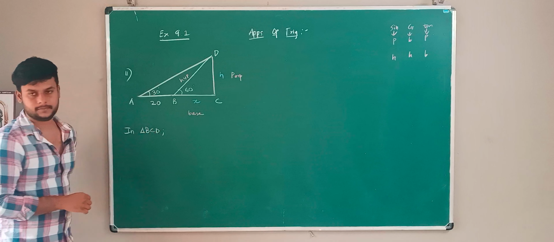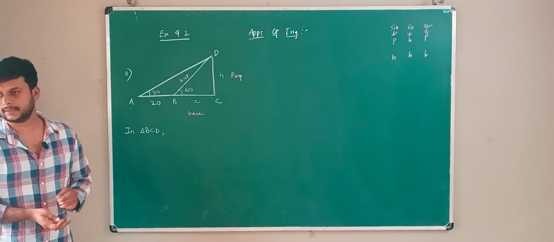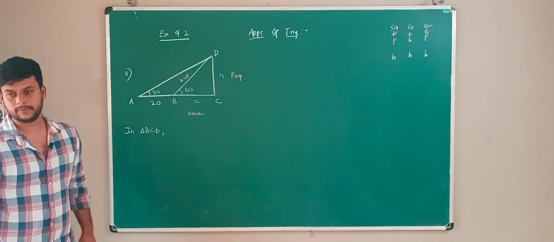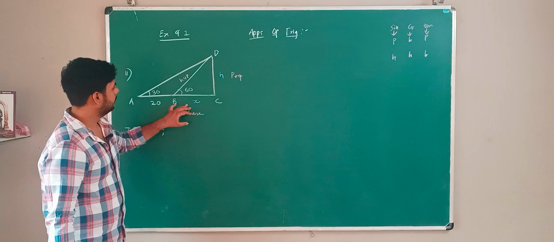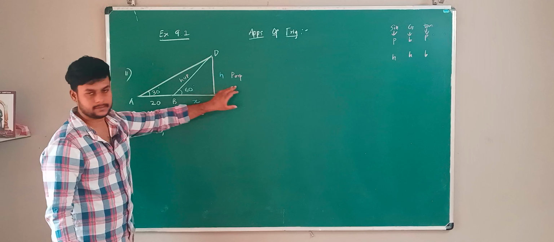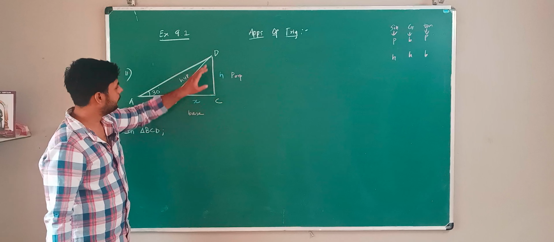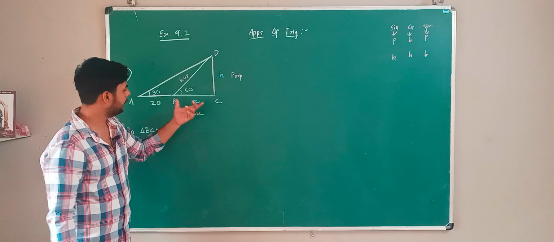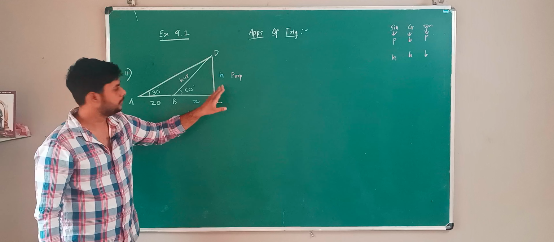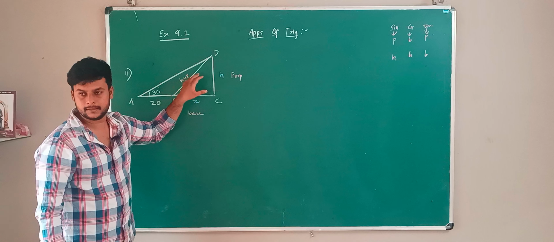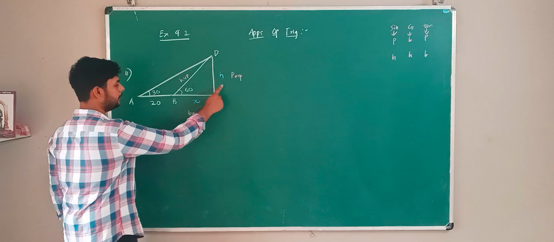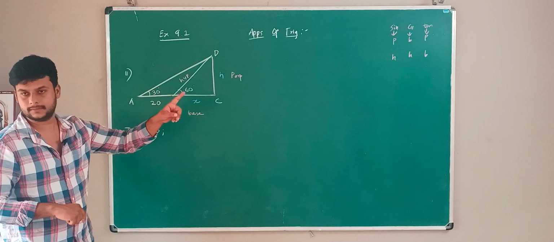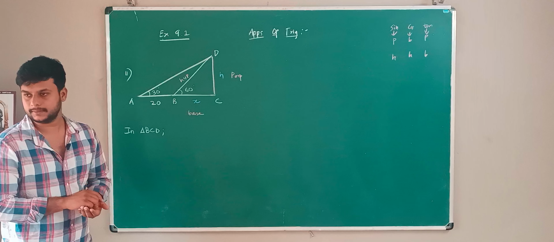Which one should I use, sin, cos or tan? See here, the important thing is to find x and h. Are they asking me to find the hypotenuse? No. They are only asking me to find x, that is width, and height. So I am only concerned with this and this side, not this side. So this is perpendicular and this is base. Perpendicular and base are there in tan. So I should use tan.